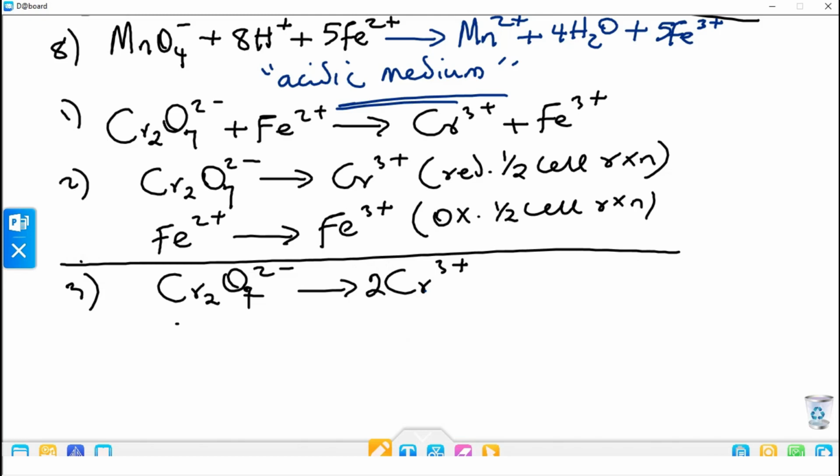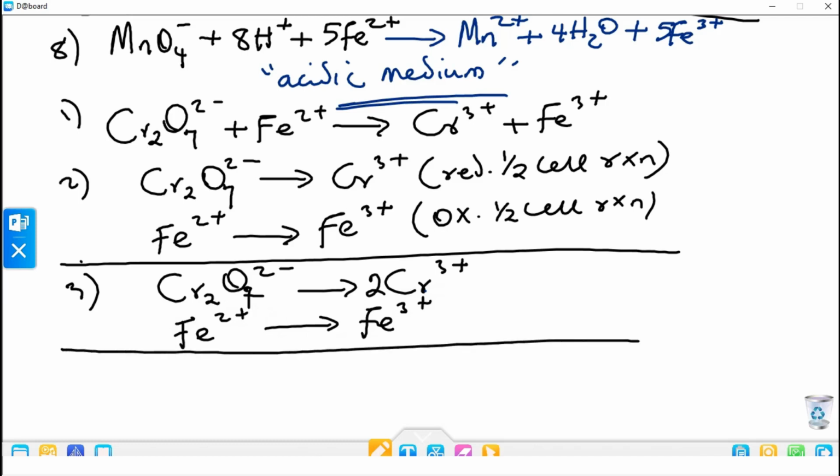So let's look at iron. Iron is the oxidation half cell. We have 1 iron at the left, 1 iron at the right. Do we need to balance iron? No. It means iron doesn't need any balancing. It is very okay. But we've balanced chromium, which needed balancing. So that is step 3. Step 3 is done. So we'll move to the next step.